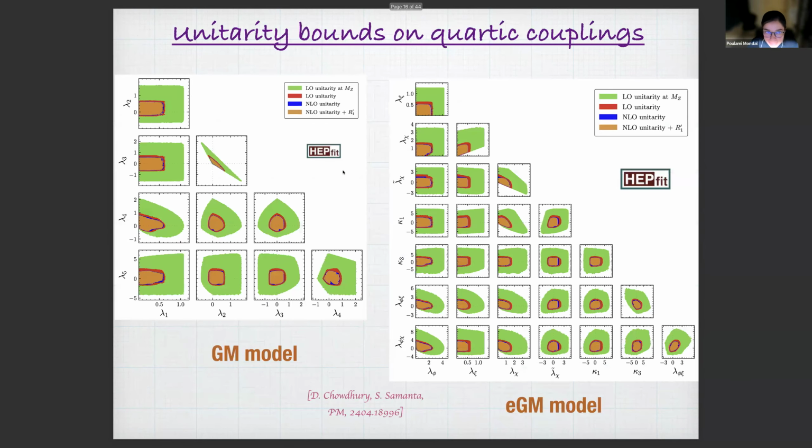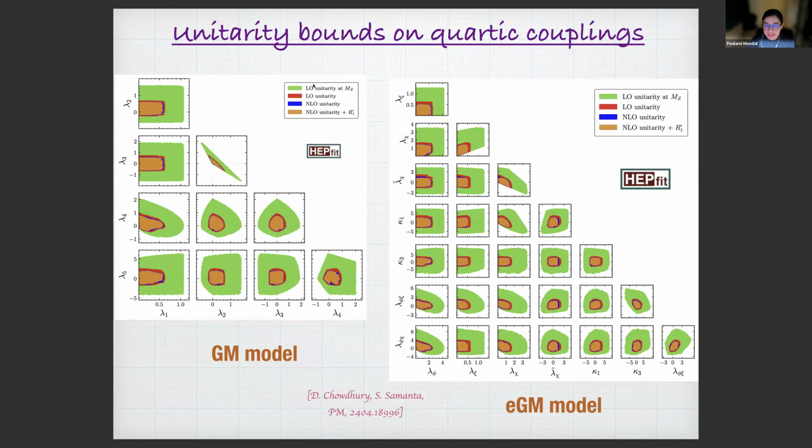When you compare these unitarity bounds on the quartic couplings for the GM model and the extended Georgi-Machacek model, we compared the LO unitarity at the MZ scale, which was there in the literature. Then we calculated LO unitarity at a higher scale, about 1 TeV. Why did we do that? Because we have used the Goldstone boson equivalence theorem, where we calculate unitarity conditions at a high energy, greater than the MZ scale, and only there can we replace the gauge bosons with the Goldstone bosons.